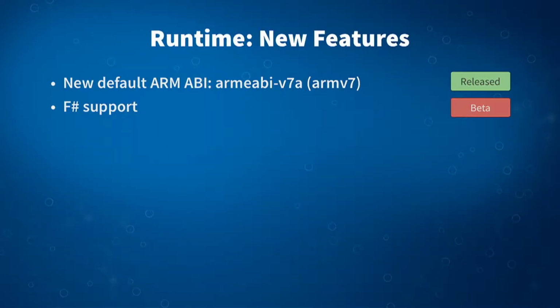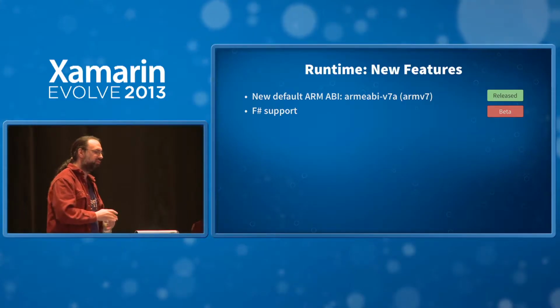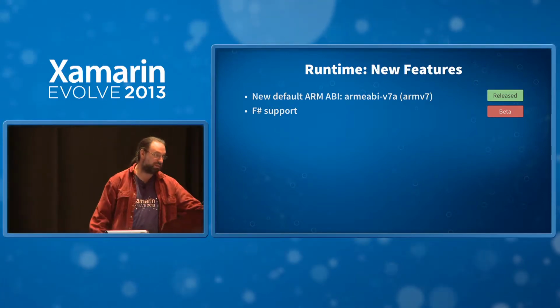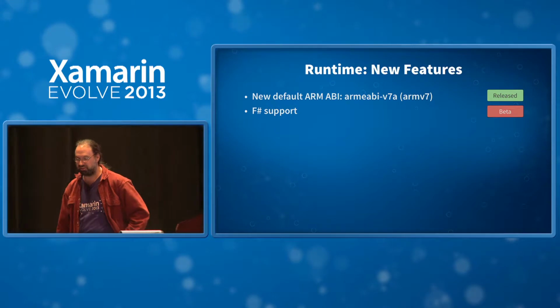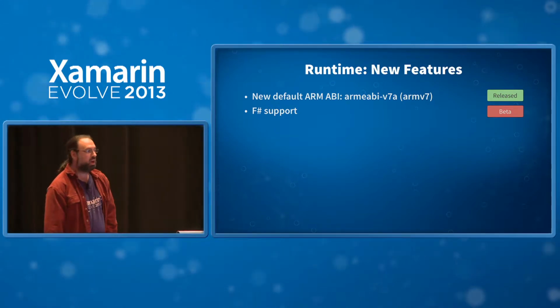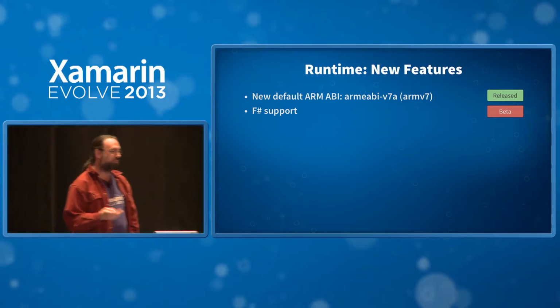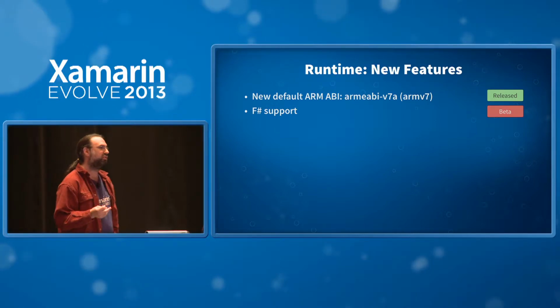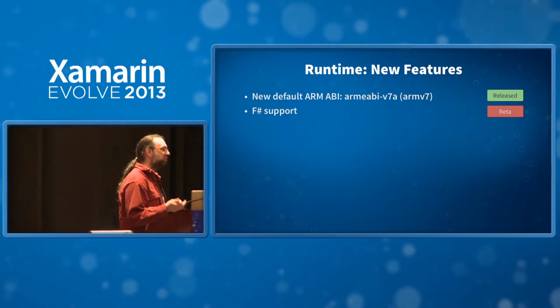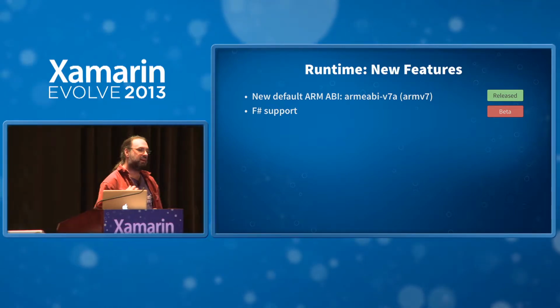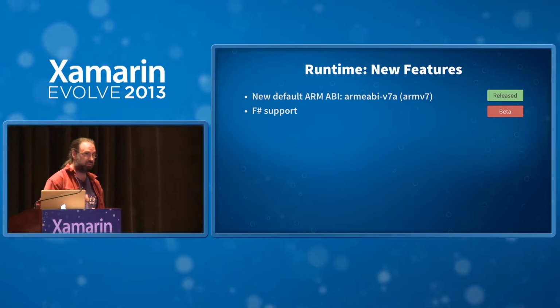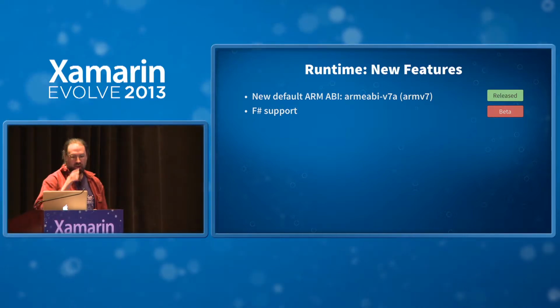Then we get to other new features in the runtime. The new feature for the 4.4 series was that we changed the default ABI provided in app packages to ARM EABI v7a, and I'm going to call that ARM v7 from now on before I trip over my tongue. The problem here is, prior to this change, our default ABI was ARM v5. ARM v5 has the nice feature that pretty much every Android device ever shipped will run an ARM v5 binary, except those silly Google TV devices, but who cares about them?